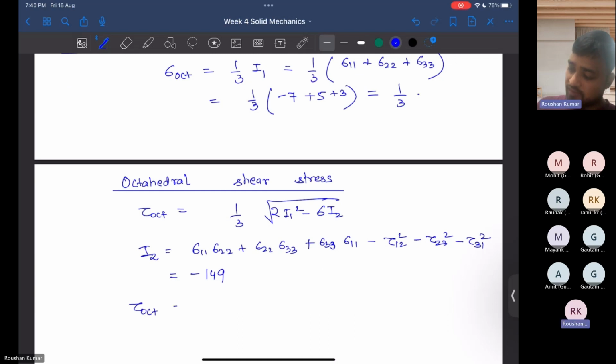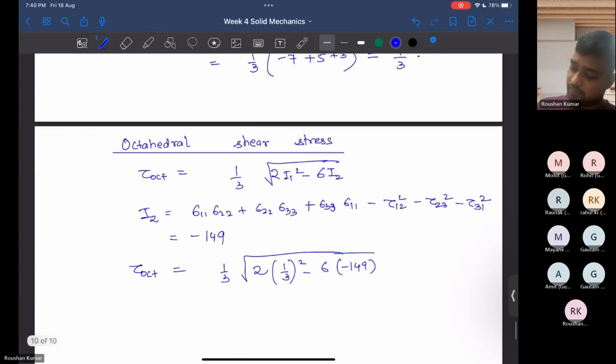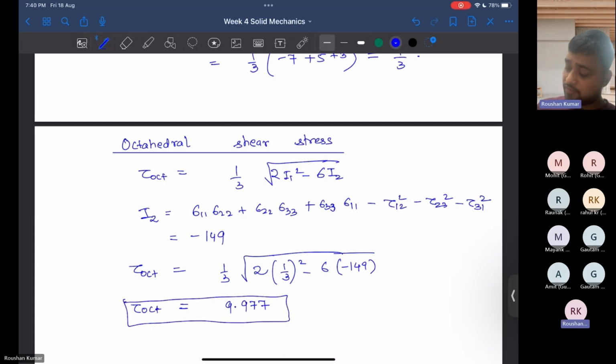Tau octahedral, that is the octahedral shear stress component, is given by 1 by 3 root over 2 times (1 by 3) whole square minus 6 times I2, which is coming out to be minus of 149. So after calculating this, we will get 9.977 approximately. So this is the octahedral shear stress for this problem.